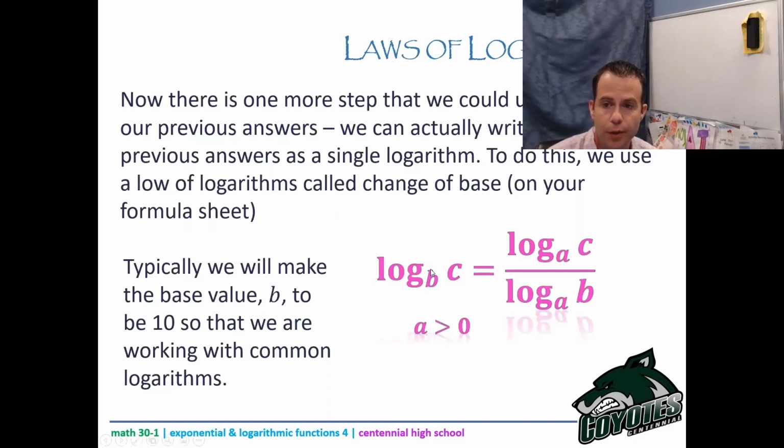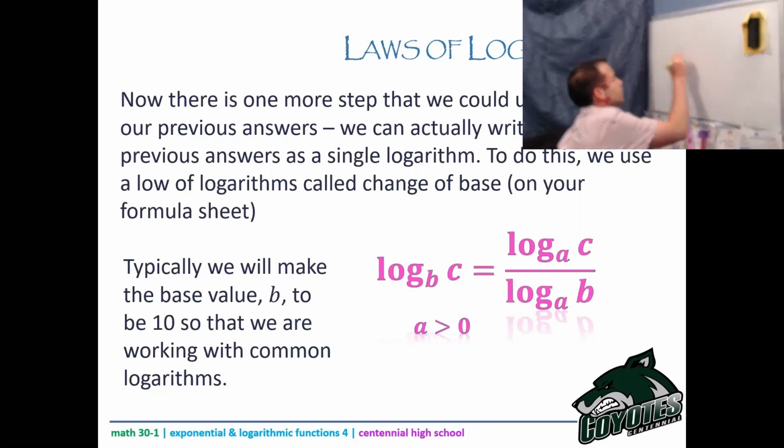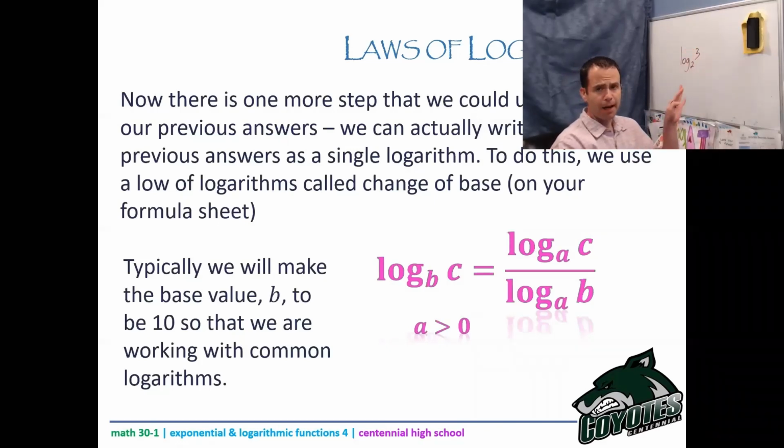Now, this is also on your formula sheet, and I just want to unpack what it means before we explore things here. So log base b of c equals log base a of c over log base a of b. What that means is if I have any sort of log, let's just pick log base 2 of 3, okay? I can change this to any base I want. Pick a number. Okay, 17 was the first number I heard.